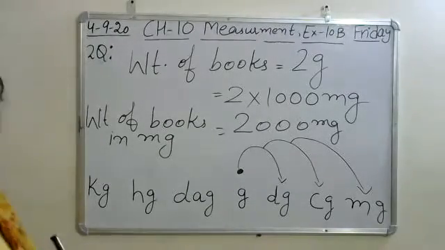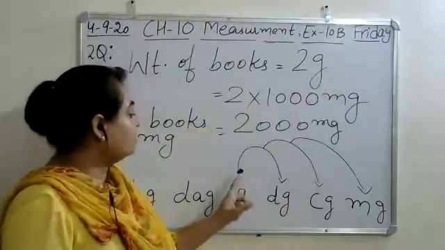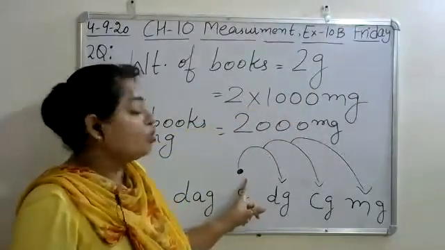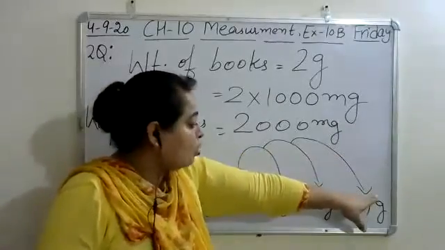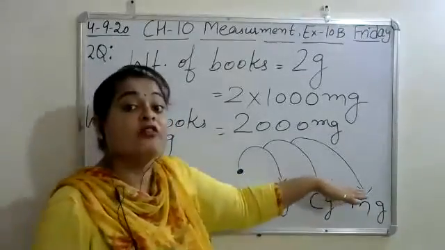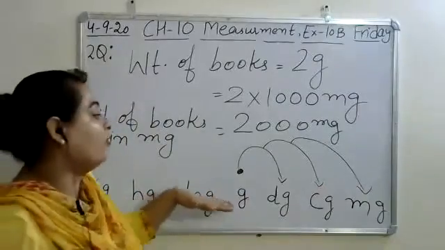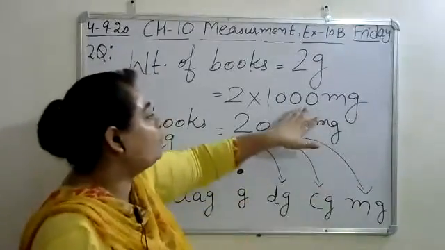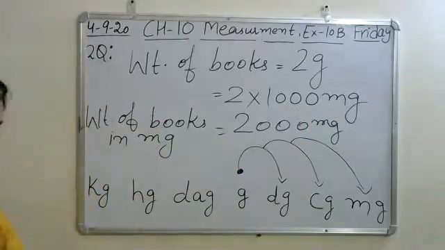So write down, all of you. Same. 2 gram is given. It means you are here. And the question is to convert this gram to milligram. So for milligram, movement is on which side? Right hand side. Whenever our movement is on the right hand side, then we will multiply here. So note down.